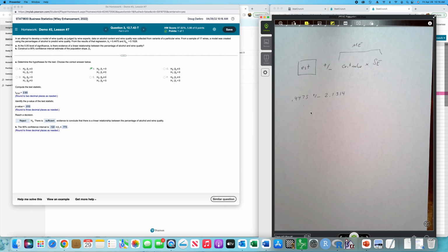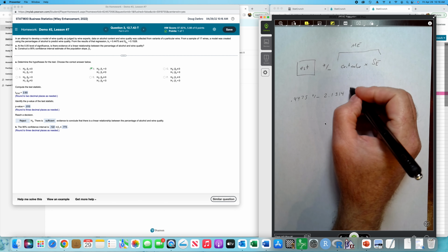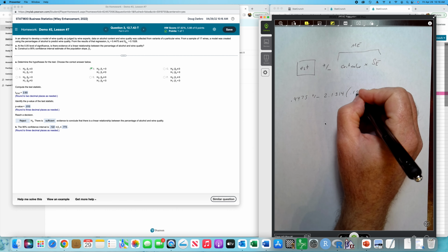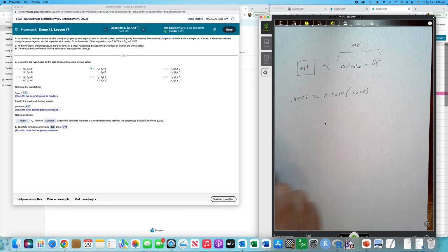Now, people often ask me, well, do I put the positive or negative variable? Well, you're putting them both because you have plus or minus. Standard error is 0.1528. So if I can put that in my calculator without doing something crazy, I'll share it with you in just a second.